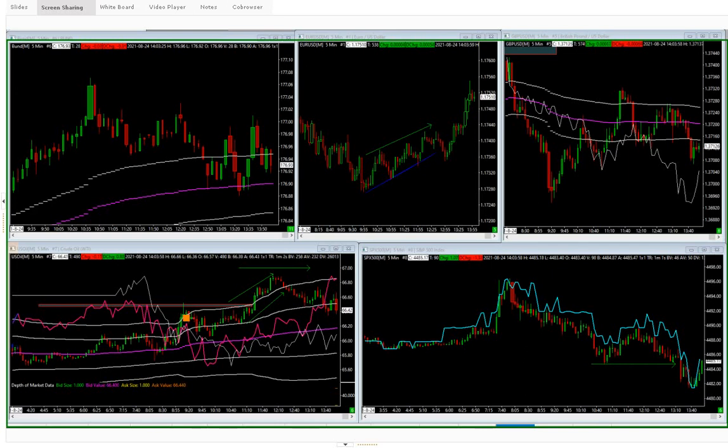Did anybody decide to use my max long gold trade level? Well done if you did. You've just made yourself another $800.